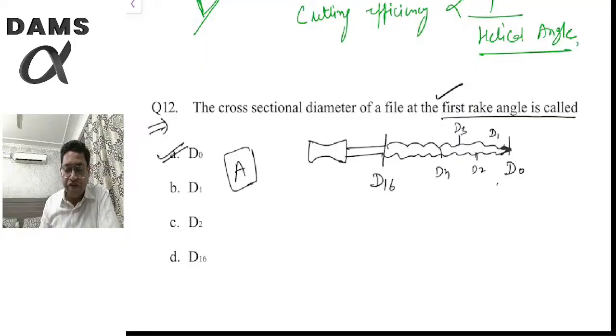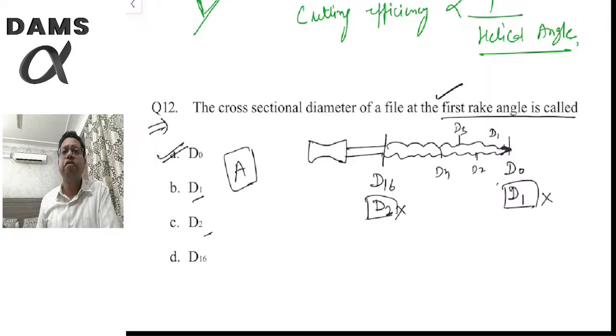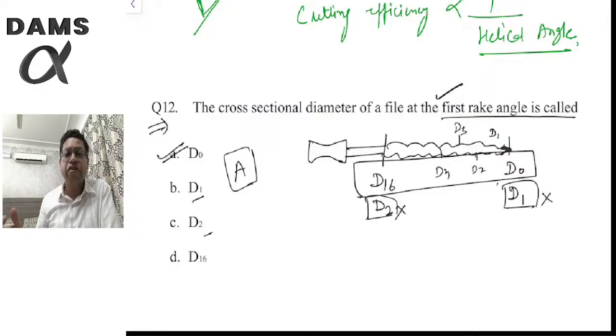Do not get confused with D1 and D2. Previously, they were designated as D1 and D2 respectively, but this is no longer followed. This is the current ISO norm designation of the diameters of the file. At the first rake angle, meaning at the tip of the file, it is called D0. Option A would be the answer to this question.